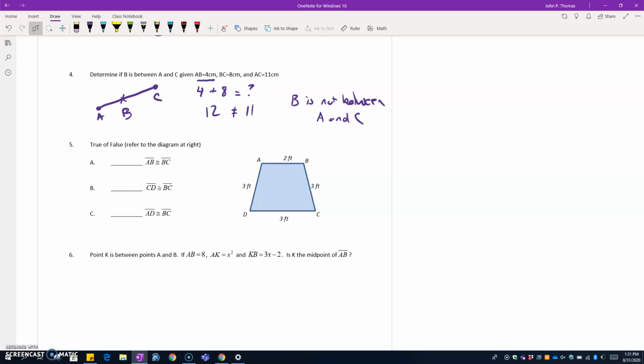Now, the last few problems here deal with congruence. It says, are they congruent, which basically means do they have the same length. It says AB and BC. AB is 2 feet long, BC is 3 feet long. So that would be false. They are not congruent. If I go to B, I've got CD is congruent to BC. CD is the bottom here, which is 3. BC is the right, which is 3. So that is true. And if I go to C, I've got AD is congruent to BC. AD is 3 feet, BC is 3 feet, so that is also true.